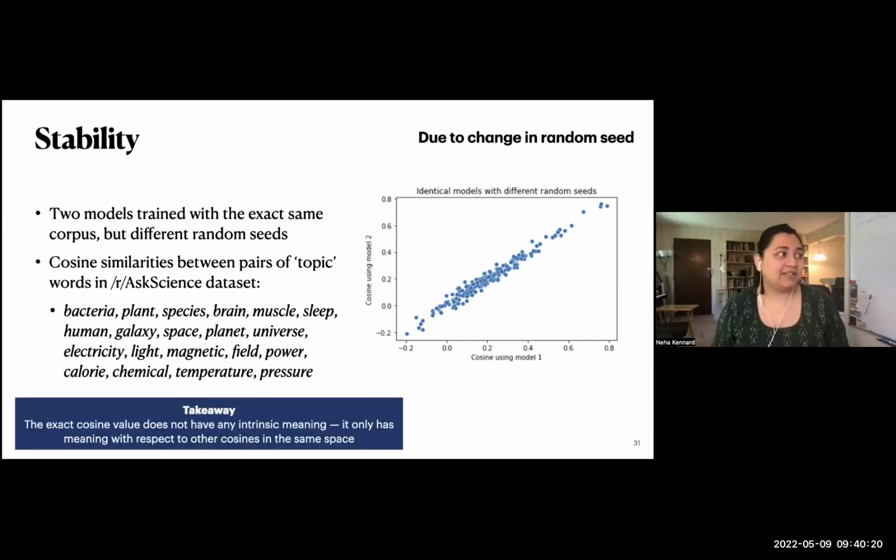So the takeaway here is that the exact cosine value doesn't actually have an intrinsic meaning. The cosine value really only has meaning with respect to other cosines in the same space. If you remember when we talked about objectives, all we were doing was making sure that the dot products were higher when the words co-occurred and lower when they didn't co-occur.